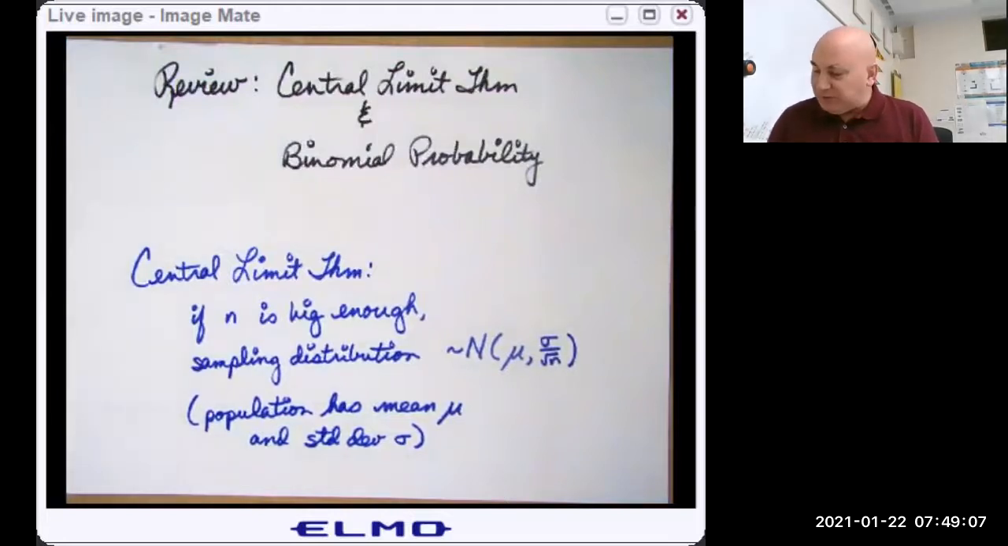So the central limit theorem says, given any population with a mean of mu and standard dev of sigma, whatever those are, if n is big enough, then the sampling distribution will be approximately normal with a mean of mu and a standard dev of sigma over root n.